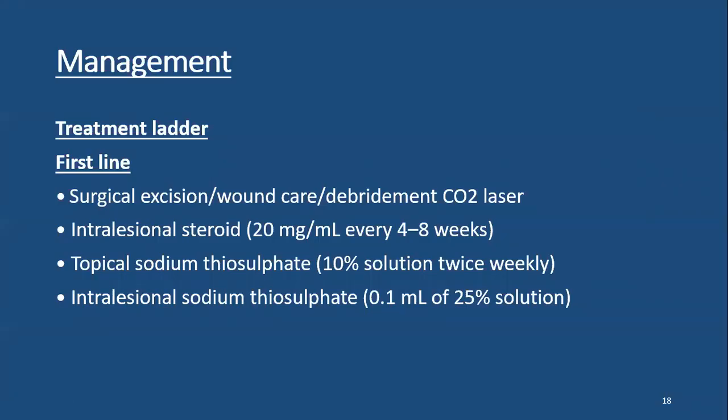First line treatment of calcification includes surgical excision, wound debridement by CO2 laser. Then for localized areas, intralesional steroid is given, usually in a dose of 20 milligrams per ml every 4 to 8 weeks. Sodium thiosulfate is given both as a topical solution, 10% twice a week, or intralesional injection, 0.1 ml of 25% solution.